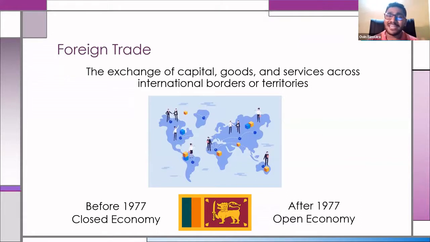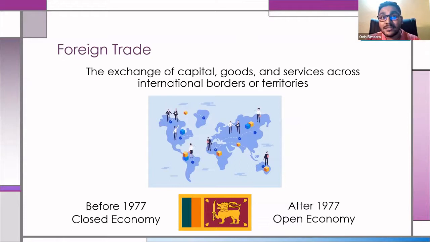So I told you before 1977, we had a closed economy where we were quite self-sufficient. Because of that, we did not get involved in any international trade. We didn't exchange any goods and services with the rest of the countries. Rather, we manufactured whatever we wanted within the country. But after 1977, we opened our economy to the rest of the world. And because of that, we were able to consume goods and services that we can't produce within the country.